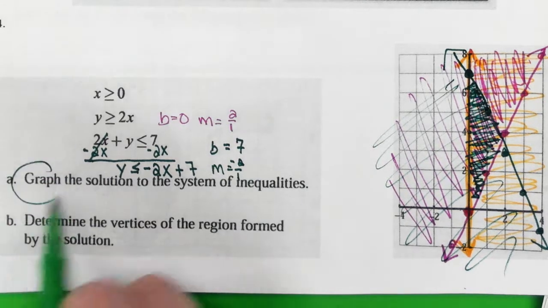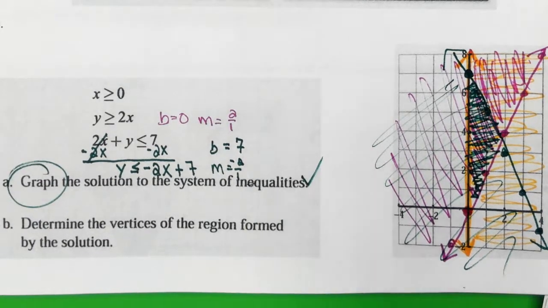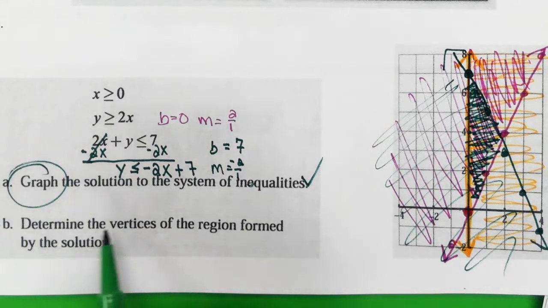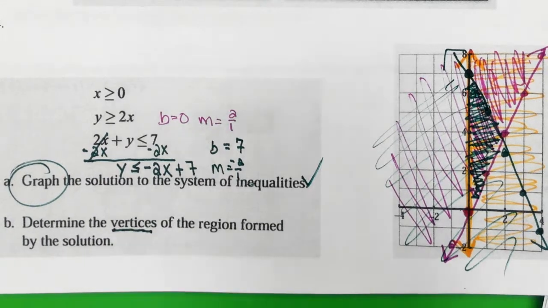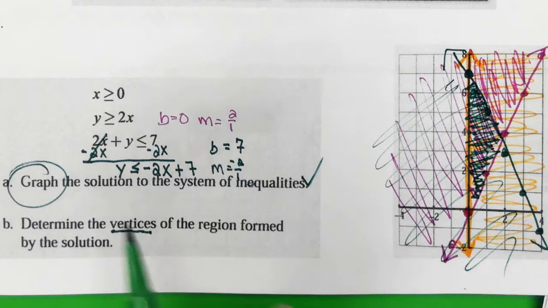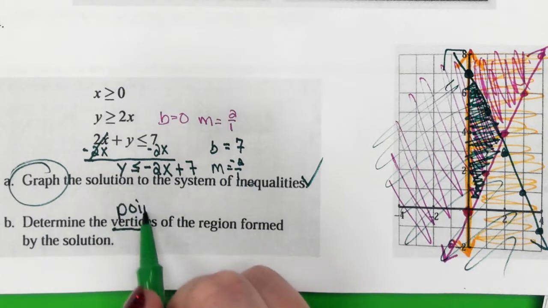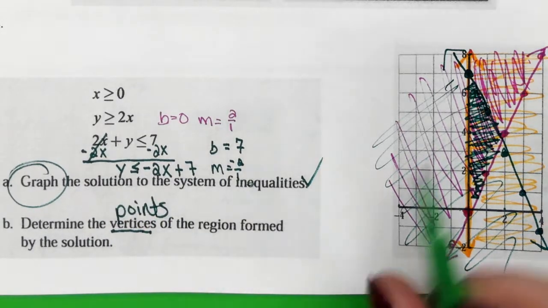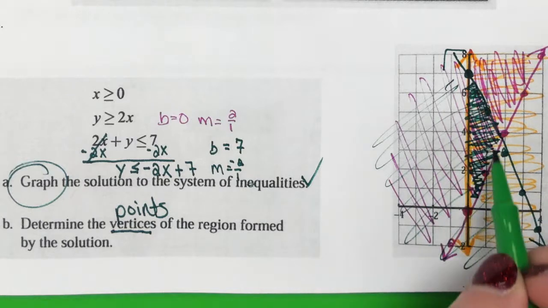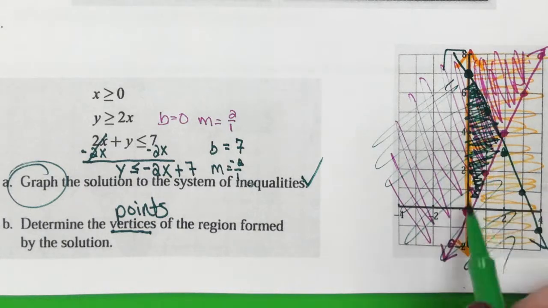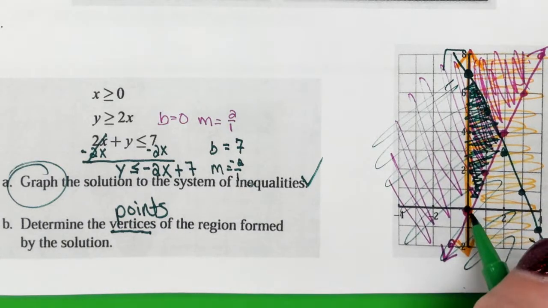Okay, did we graph it? Yep, we graphed it. Alright, determine the vertices. What does this word vertices mean? The points. Very good. Determine the points of the region that it's found. So if it's a triangle, how many points is it going to have? 3. So what's this point right here?